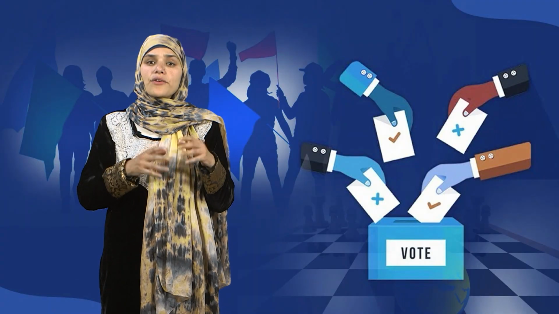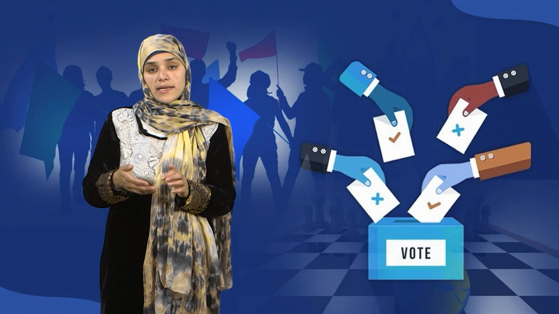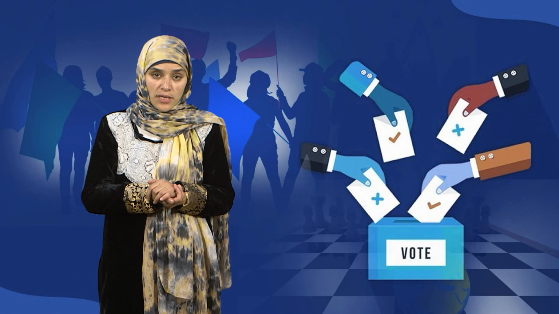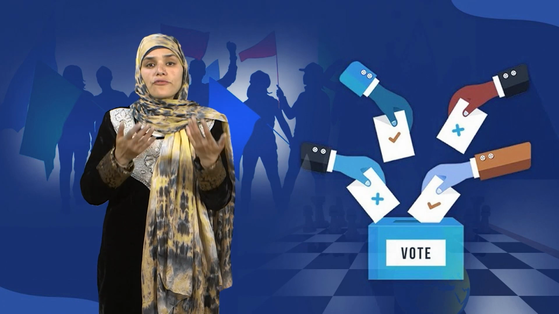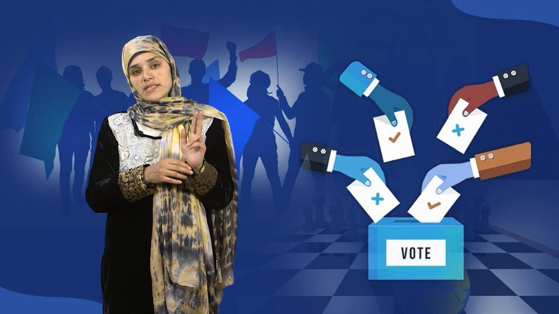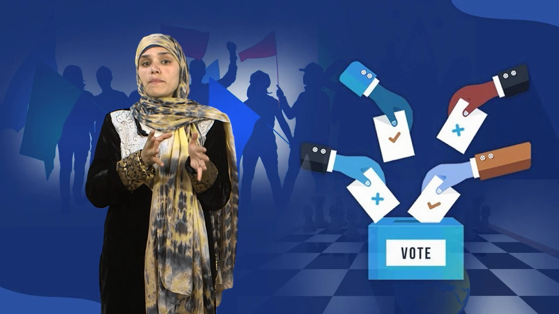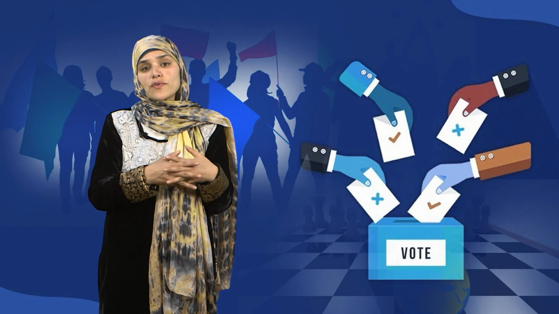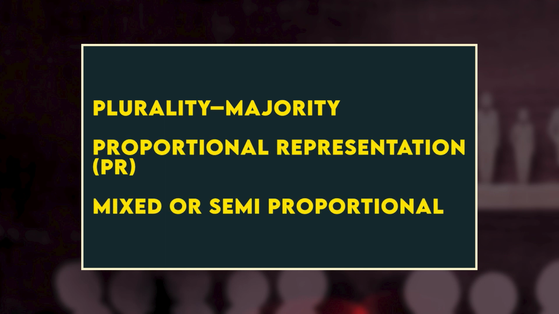In democracies, different methods or electoral formulas are used to conduct elections for electing representatives. The most important component of an election system is the electoral formula or seat allocation formula. No two countries have an identical electoral system, but there are three main ballot aggregation methods, each with its own variations. That is, first is plurality majority, second proportional representation, third mixed or semi-proportional.